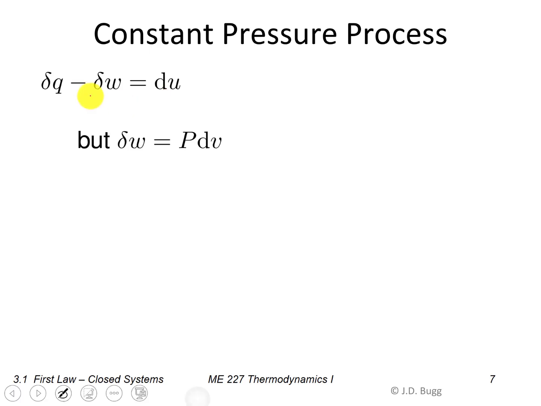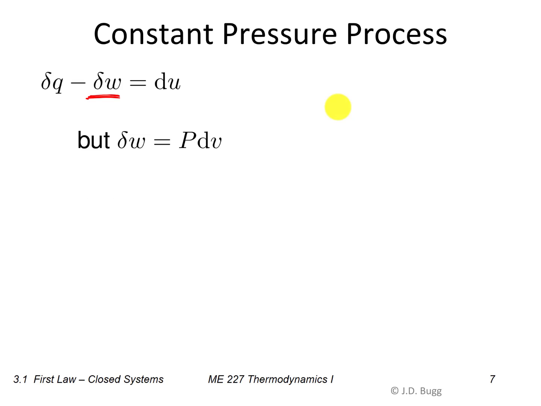Now let's take a look at the work in this equation. Well, work is equal to P dV. So delta W is equal to P dV. Remember, work equals integral P dV. So put a delta here, get rid of the integral sign. Delta W is equal to P dV. So that's the connection between work, pressure, and the change in volume.